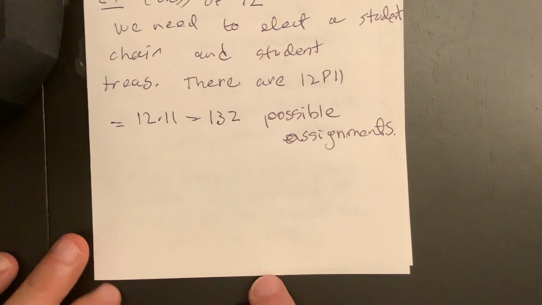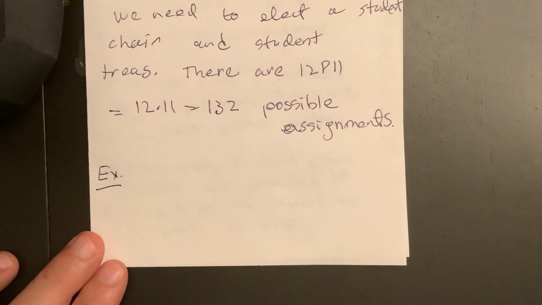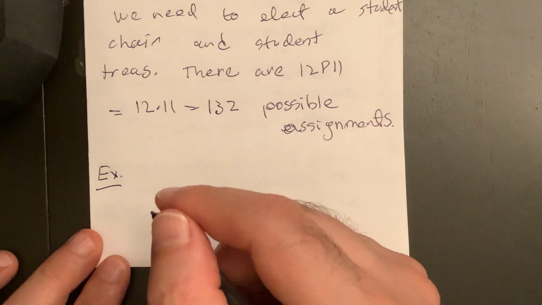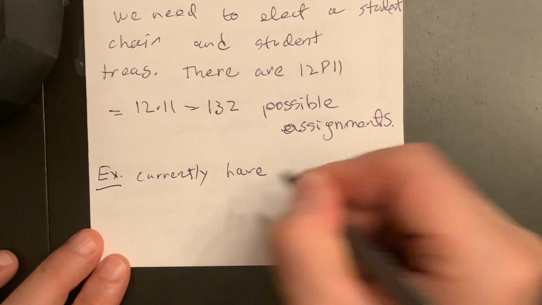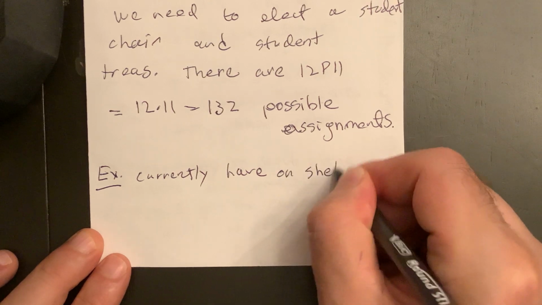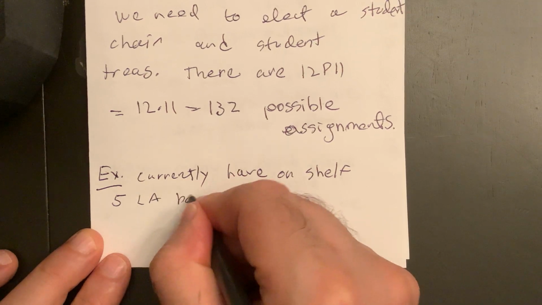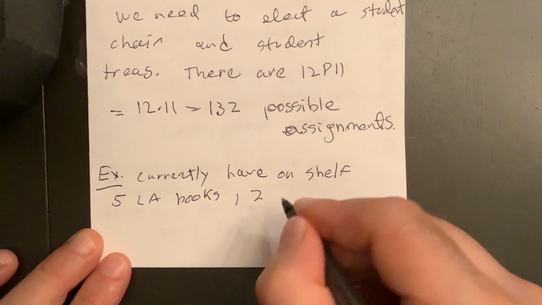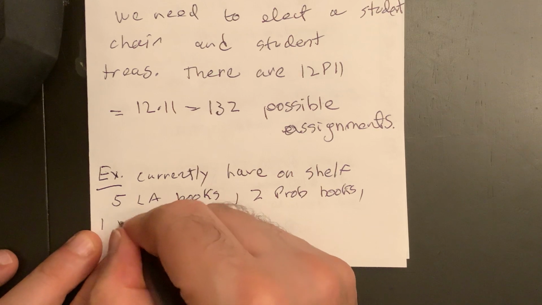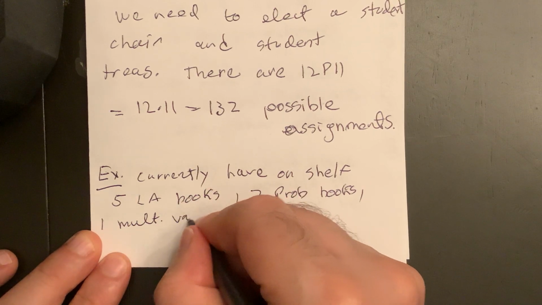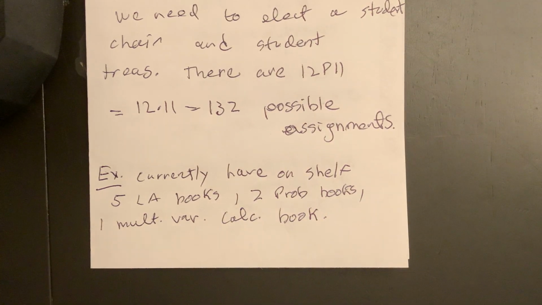So I have one more. Yeah, so it's a couple more examples. Suppose I have on my shelf, this is true actually, to get ready for school, 5 linear algebra books, 2 probability books, and 1 multivariable calculus book. Okay, part A.